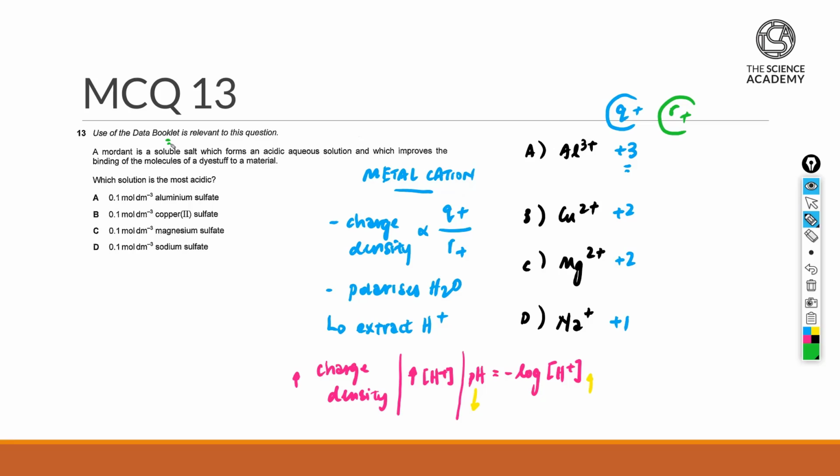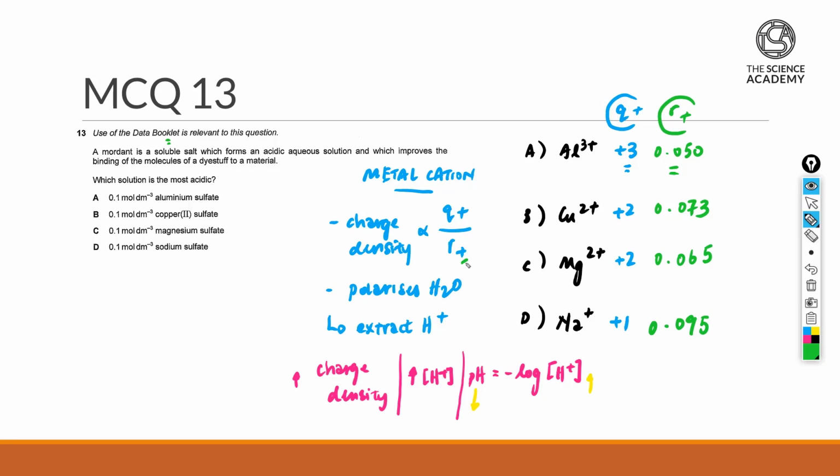So for the case of aluminum, we're looking at a cationic radius of 0.050. For copper 2+, we're looking at a value of 0.073. For magnesium 2+, we're looking at the value of 0.065. And lastly, for the sodium cation, we're looking at the radius of 0.095. And again, aluminum seems to have the most compact cationic radius.